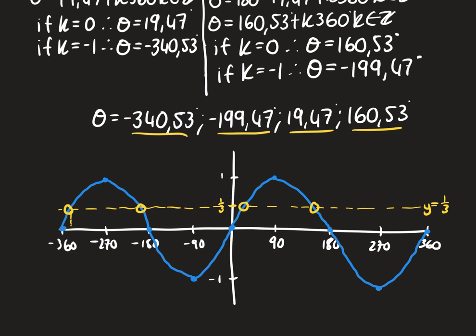So the first one here is going to be the minus 340.53. This one over here is the minus 199.47. It looks also more or less correct according to my axes, doesn't it? Minus 360, minus 340 is just before minus 360. And this one's just after minus 180. This one over here is going to be our small one. So this one was the 19.47. And this one over here was the 160.53.